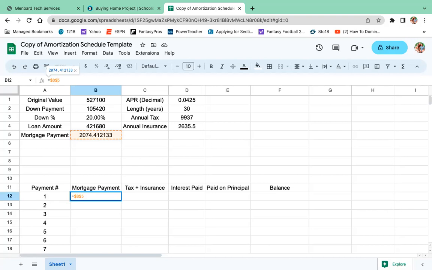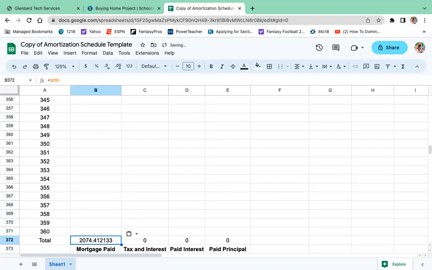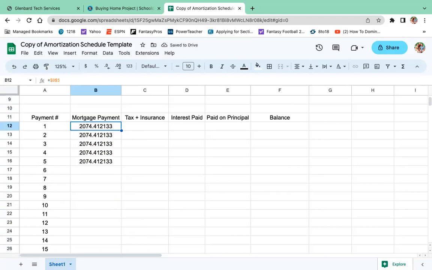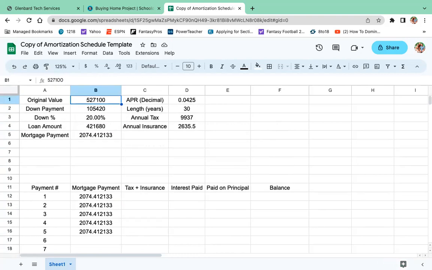So now I can copy this, and it's always going to be the same number all the way to the end. Okay, and that's my goal. I want this to always be the same number. So we're gonna have to do that several times. If we call on something from our legend up here, we're gonna have to use dollar signs so we don't lose it.